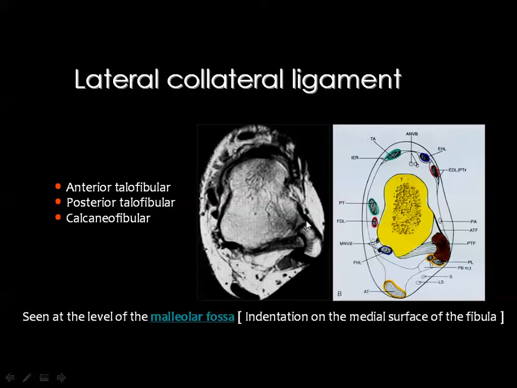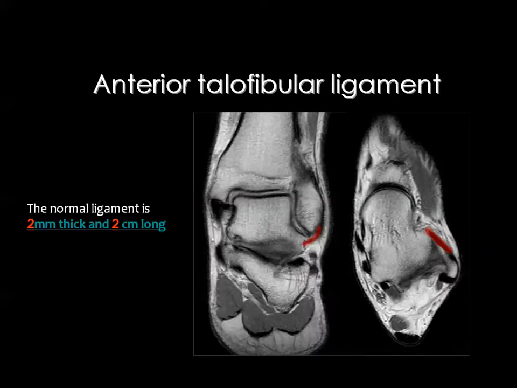The anterior talofibular is one of the constant ligaments and it stands by itself for the lateral collateral ligament, meaning that if we say the lateral collateral ligament is injured or ruptured, then you mean that the anterior talofibular ligament has been injured. The anterior talofibular ligament is better evaluated in the axial images at the level of the fibular groove. This is the posterior talofibular and this is the anterior talofibular.